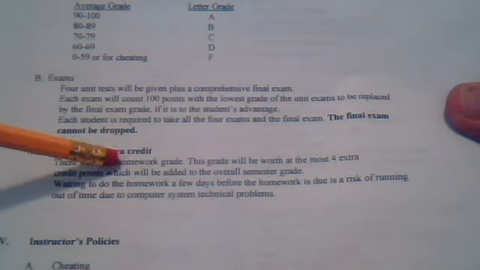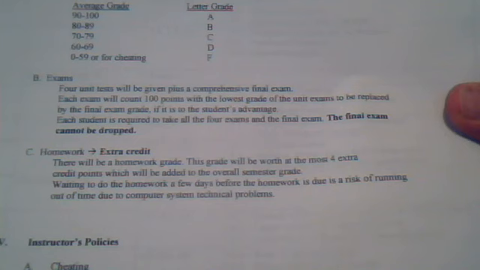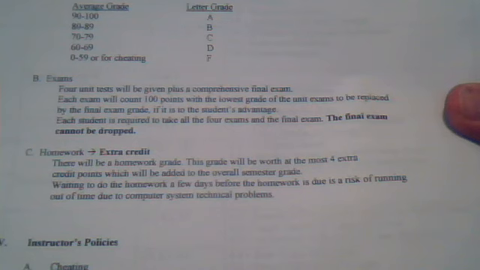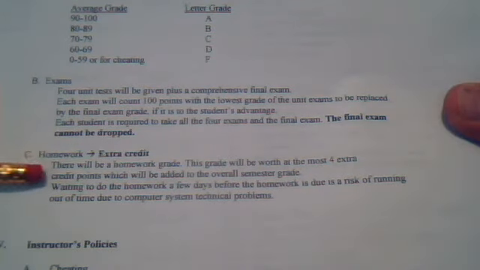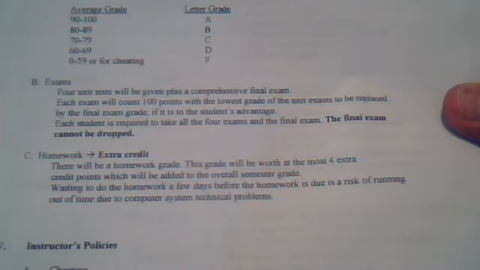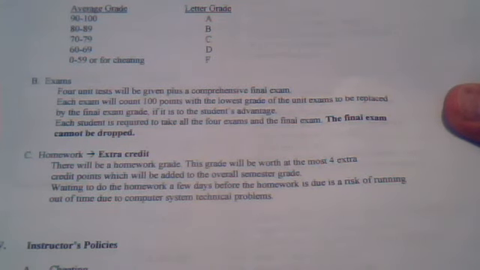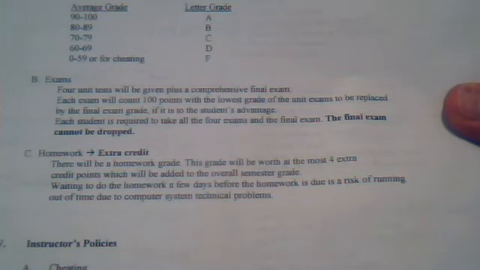Homework is extra credit. There will be a homework grade. This grade will be worth at most 4 extra credit points, which will be added to the overall semester grade. Now you might say 4 points, well, that's not even worth the trouble. But notice what it says, 4 extra credit points, which will be added to the overall semester grade. In other words, the 4 points are not going to be averaged in. What's going to happen is you're going to have your course grade, and if you got 100 on all your homework, then 4 points will be added to that grade.